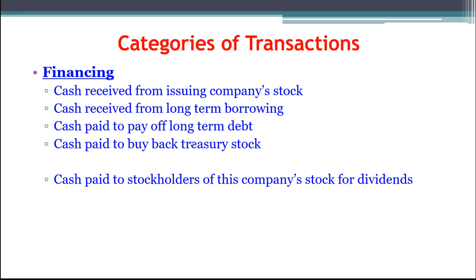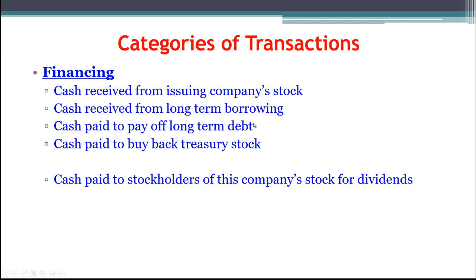And again, the odd thing under U.S. GAAP is that only the cash paid to stockholders for dividends is considered a financing cash outflow. So, we've talked about these three categories, very important concepts there.